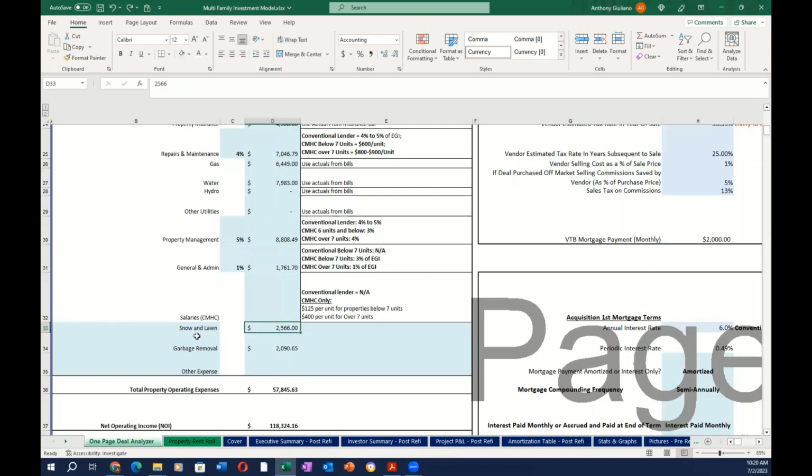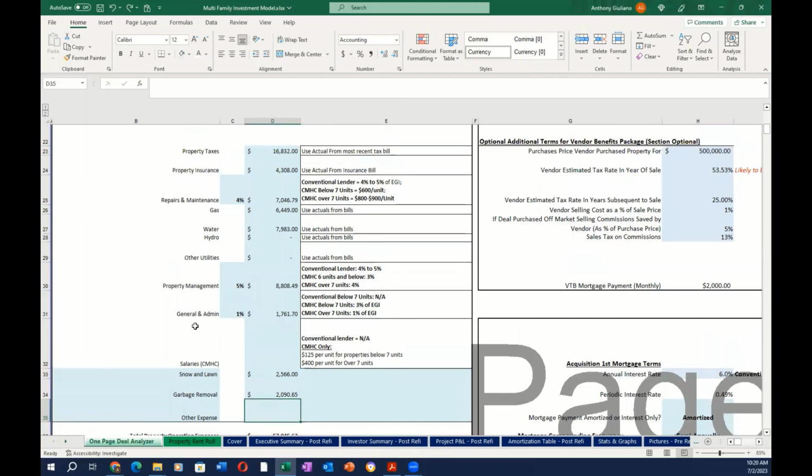Snow and lawn. Again, this item might just get grouped into your repairs and maintenance line item over here, or you may want to call it out separately. Same with garbage removal. And then I've given you an option to enter in any other expense that you may have under your deal, to just plug in there.